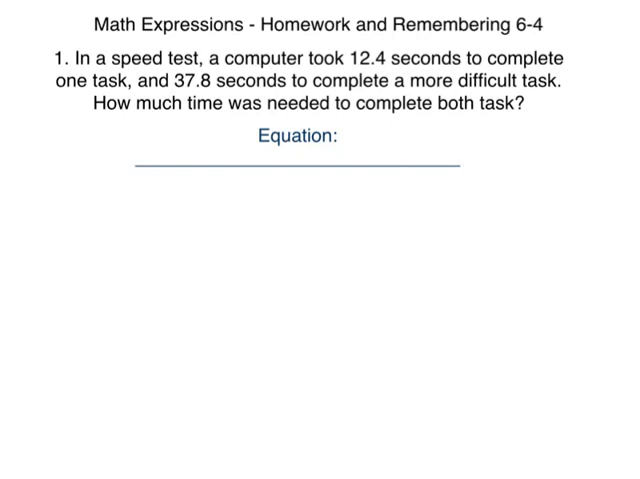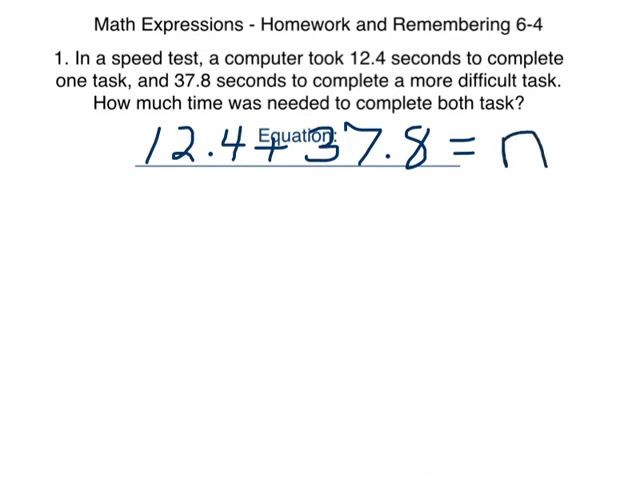But when they ask for the equation, that means there must be an equal sign in that equation, hence the root word there is equal. So if we look at the equation for this, our first task took 12 4/10. And then we want to find how much time it took together, so we're going to add the other task's length of time. It was 37 8/10. And there's that equation. What do we put this equal to? I know all of you know that it's going to be equal to n.